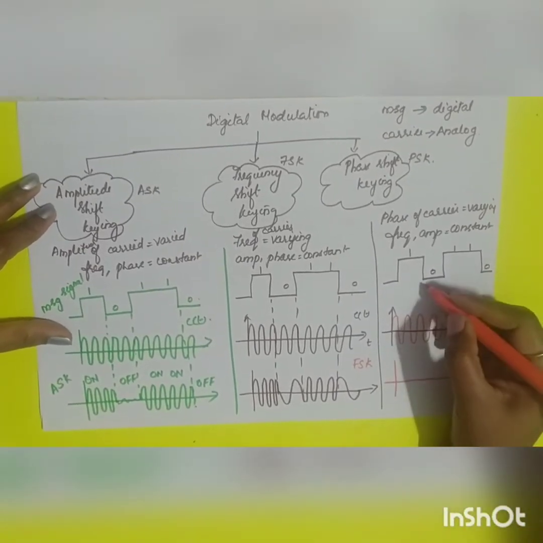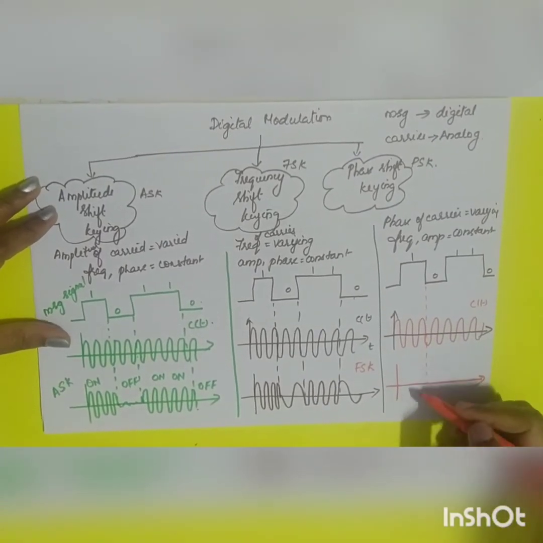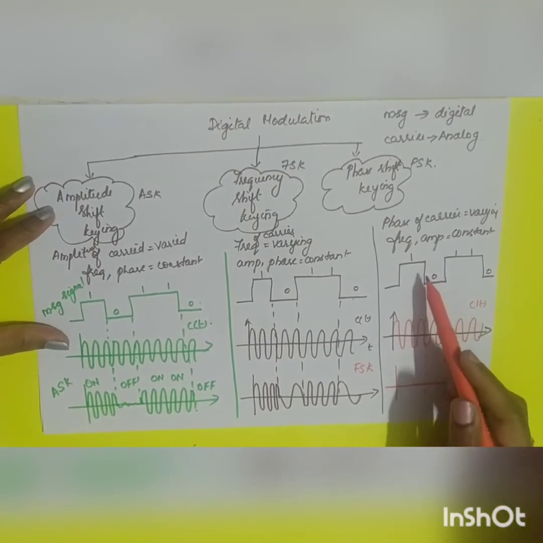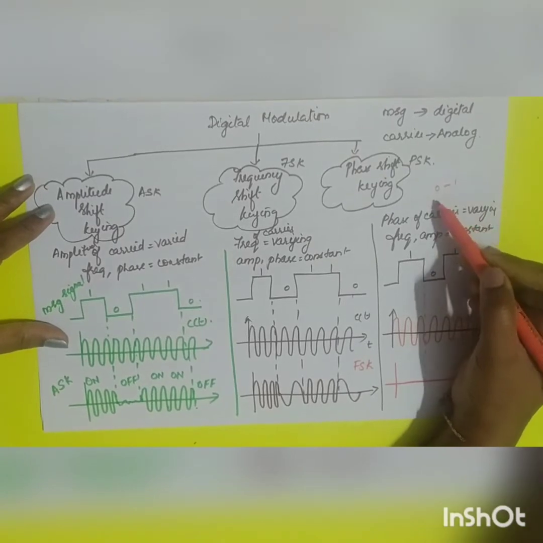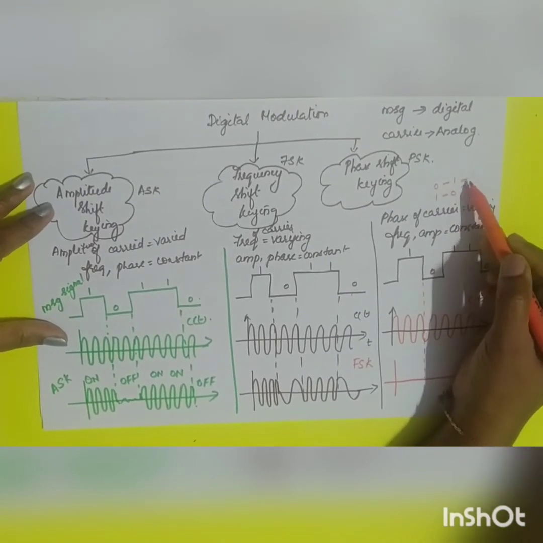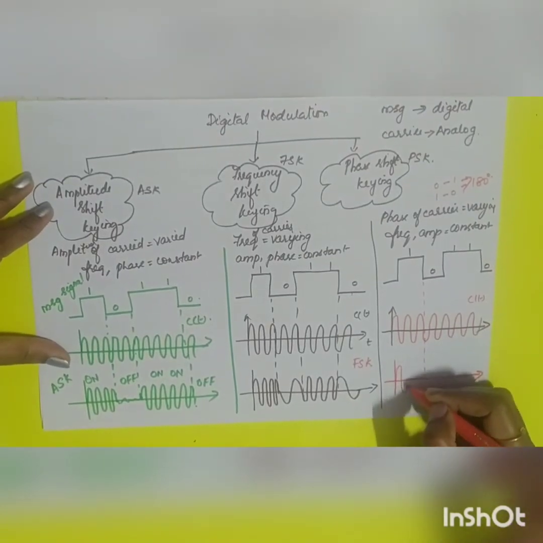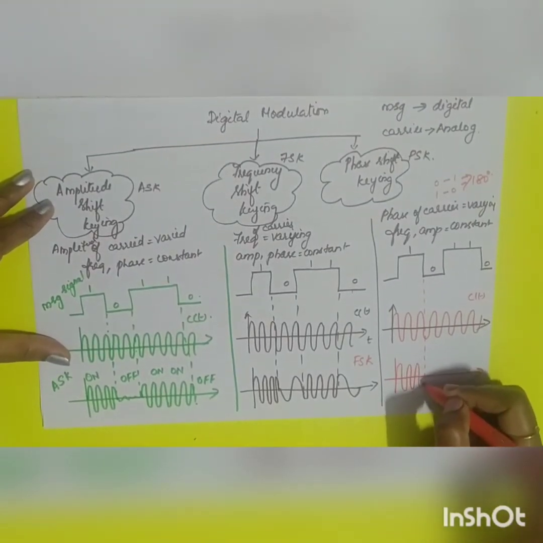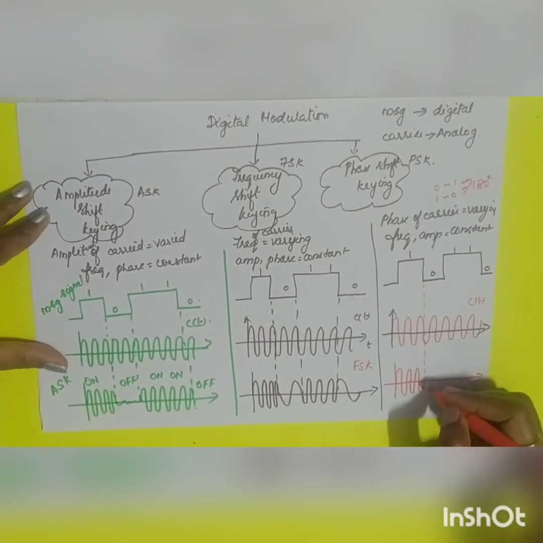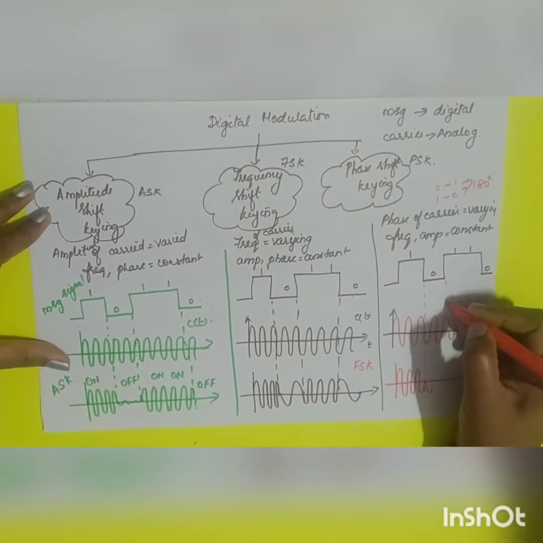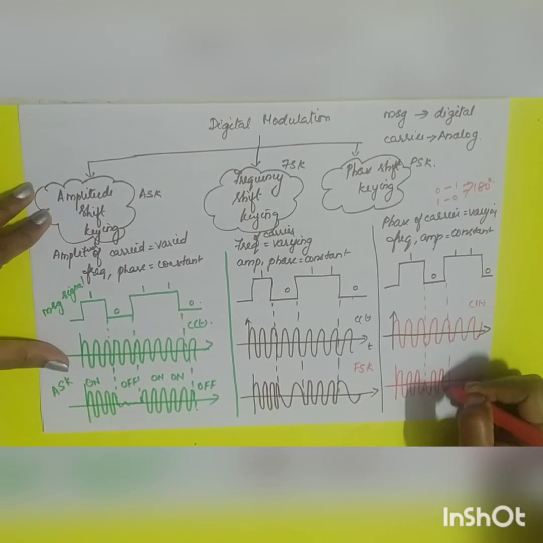In PSK, whenever you have your message signal 1, you will be getting the same carrier signal, and when there is a shift from 1 to 0 or 0 to 1, there will be a 180-degree phase shift. So for this example here you will be having the same carrier signal. Now see here, there is a variation from 1 to 0. Now here you will be having a 180-degree phase shift. So here again there will be.